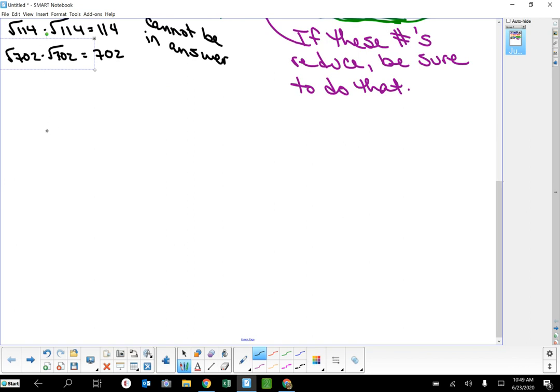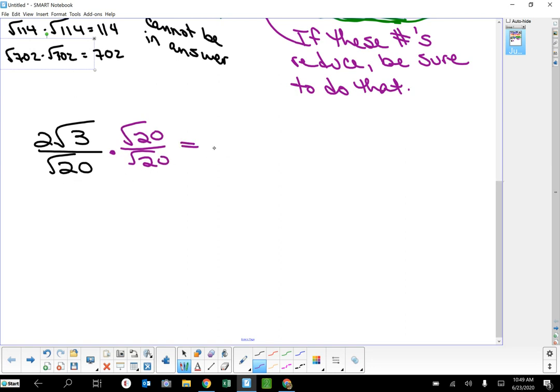Okay. So here is a similar problem. This is 2 rad 3 over rad 20. Oh, geez. 2 rad 3 over rad 20. All right, so identify your denominator. It's a rad 20. Don't simplify it first. Just multiply by rad 20 over rad 20. Okay? We'll do the bottom first. Rad 20 times rad 20 is just plain 20. On the top, I'm going to get 2 radical 60.